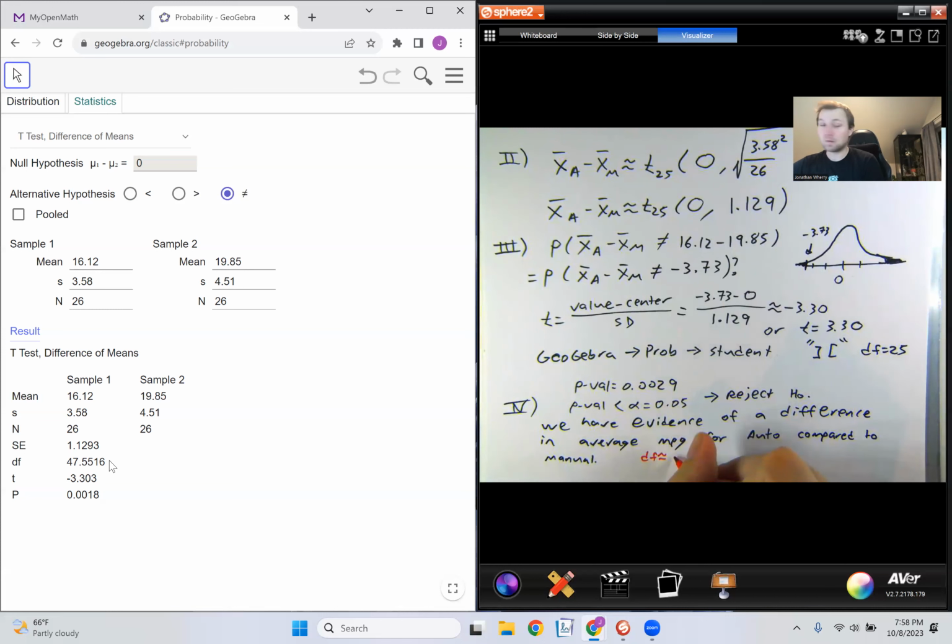Degree of freedom, 47.55 is the actual degree of freedom. And the p-value using technology for the whole thing is 0.0018. I would do the whole thing by hand, just get a feel for it, and then I would double check your answers using technology.